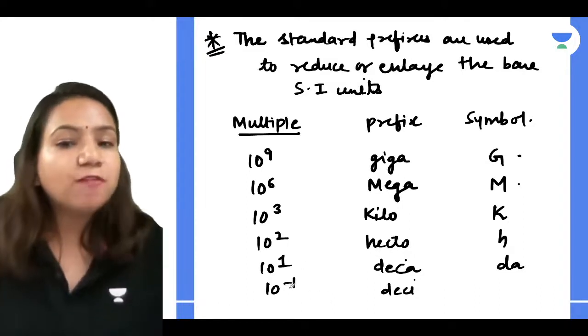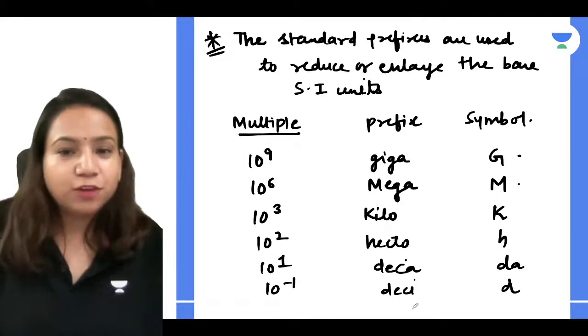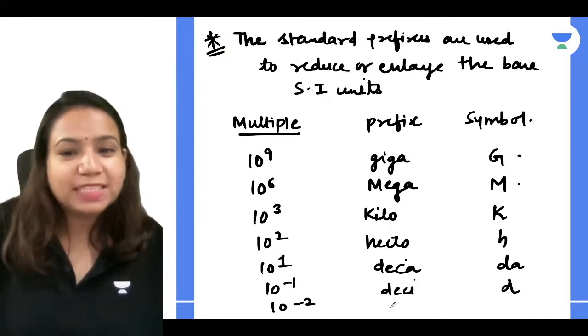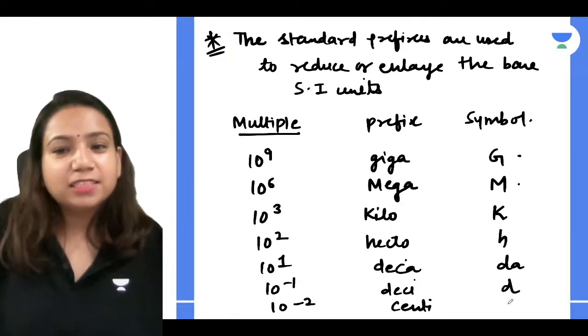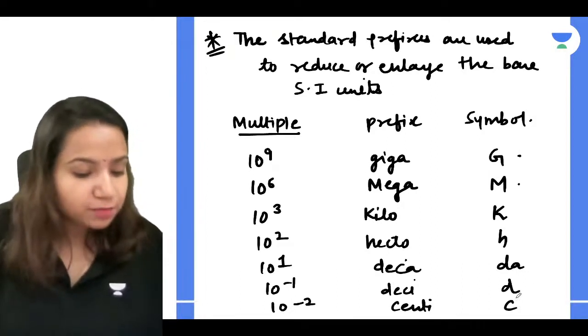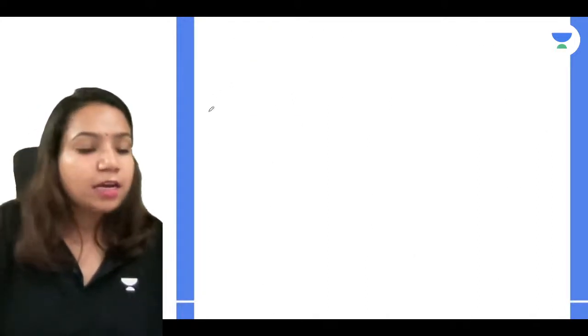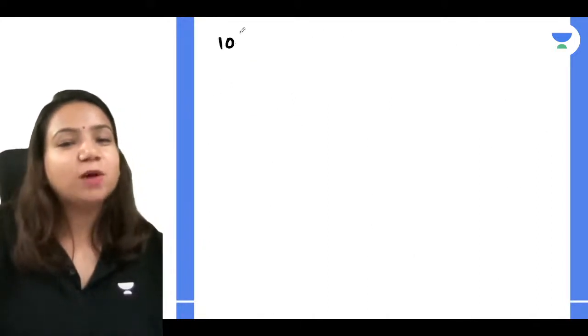Okay. So 10 to the power minus 1 is deci, and what is the symbol for that? D. Very good. And 10 to the power minus 2 is centi, guys. For that you use the symbol C. Very good. And next, 10 to the power 3 is kilo, no? So what is 10 to the power minus 3, guys?